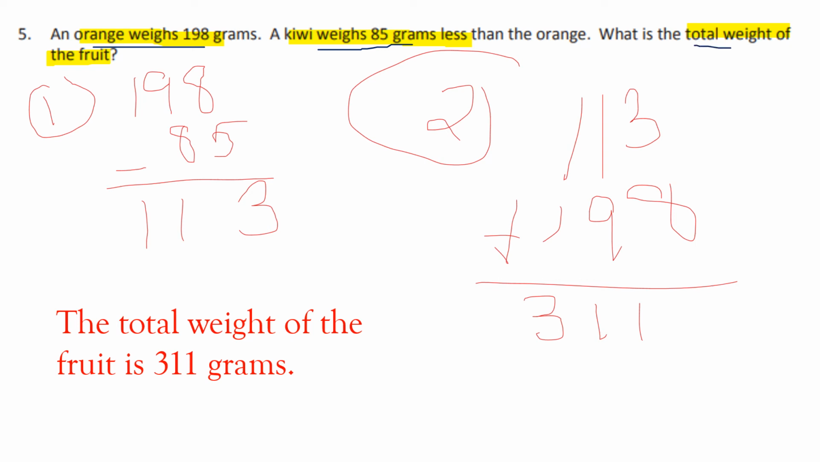But now we need the total weight, so we're going to add 113. Again, we're using that answer that we found to our orange, 198. So 113 plus 198 equals 311. So the total weight of the fruit is 311 grams. Let's go on to the last problem.